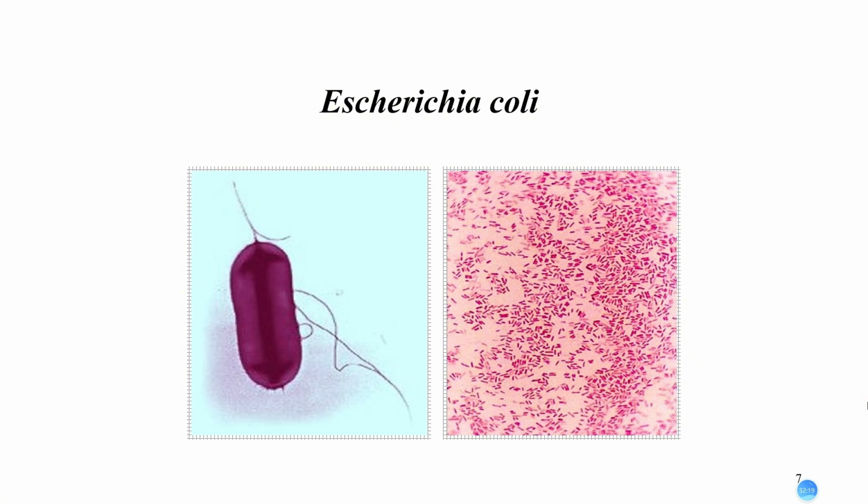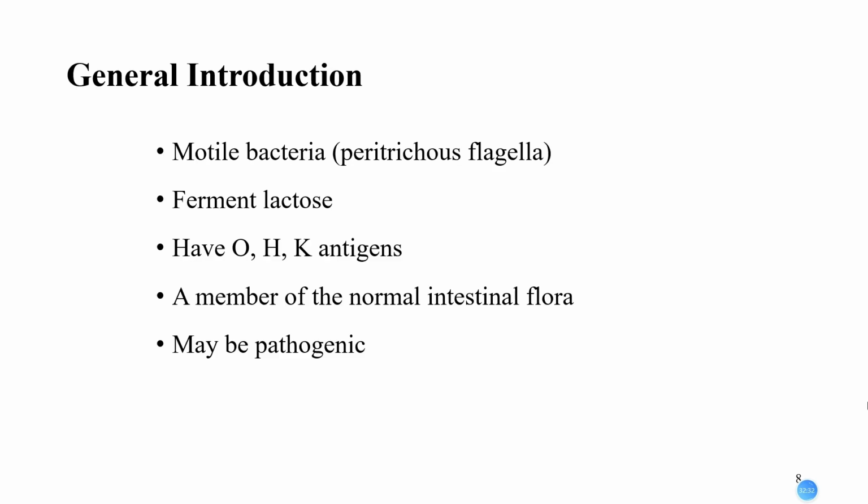And this is E. coli under the electron microscope. The color is not real color, it's just pseudo color. It shows the flagella structure, and also the cell. E. coli are motile bacteria because they produce peritrichous flagella, and they are able to ferment lactose. They have all three major antigens, O, H, and K.